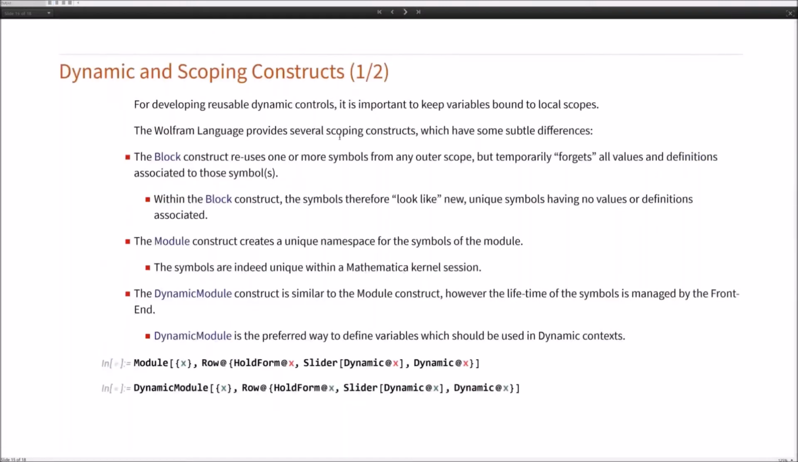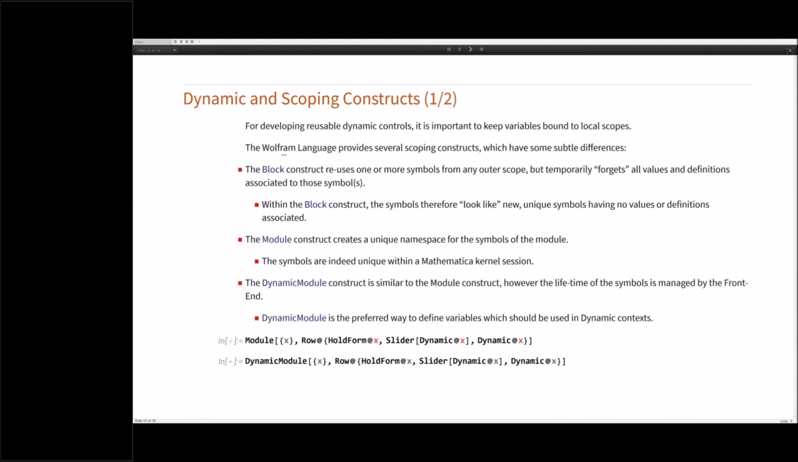One additional thing to say is that if you want to develop reusable dynamic controls, it's important to keep your variables bound to local scopes. It's the same thing as in every other programming language. The scope of your variables should be as local as possible, and global variables are not a good idea in general. The same thing applies to Wolfram Language as well. And Wolfram Language provides several different scoping constructs. There is the block construct, the module construct, and the dynamic module construct.